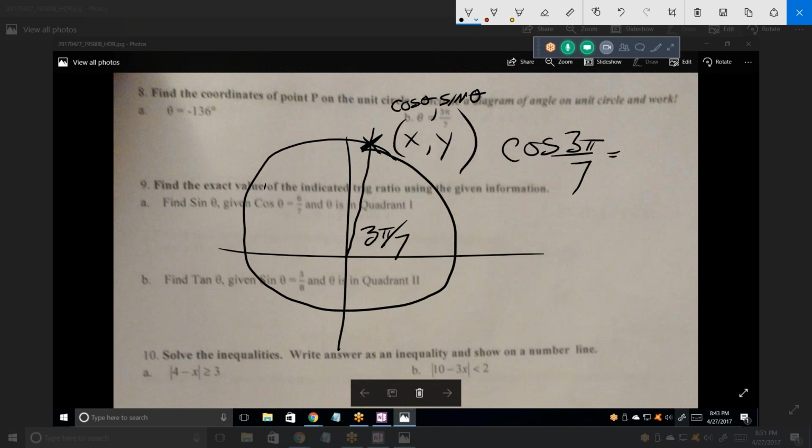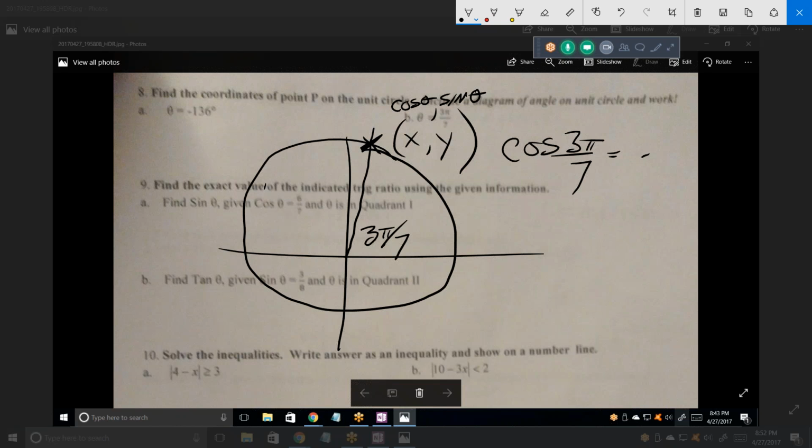What kind of calculator do you have, Nicholas? I'm just using my phone right now because I can't find my other one. All right. So you probably don't have an easy way to put it in radians? No, I do. Oh, okay. Go ahead.